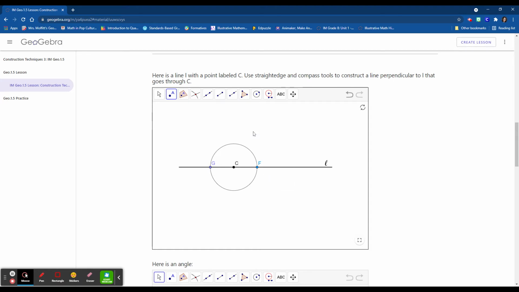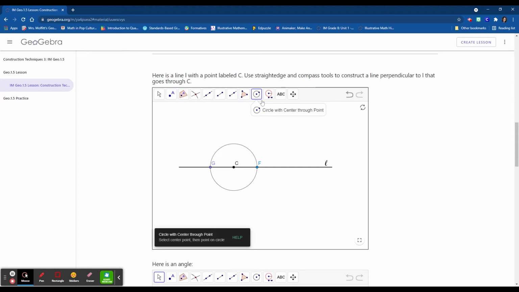Now we're going to use this idea of using congruent circles to see if we can come up with a line that goes directly through C. The whole point of us putting a point F and G on here is that now we know that we have an equal distance on either side of point C. From C to F is going to be the same distance as from C to G because it's a radius.